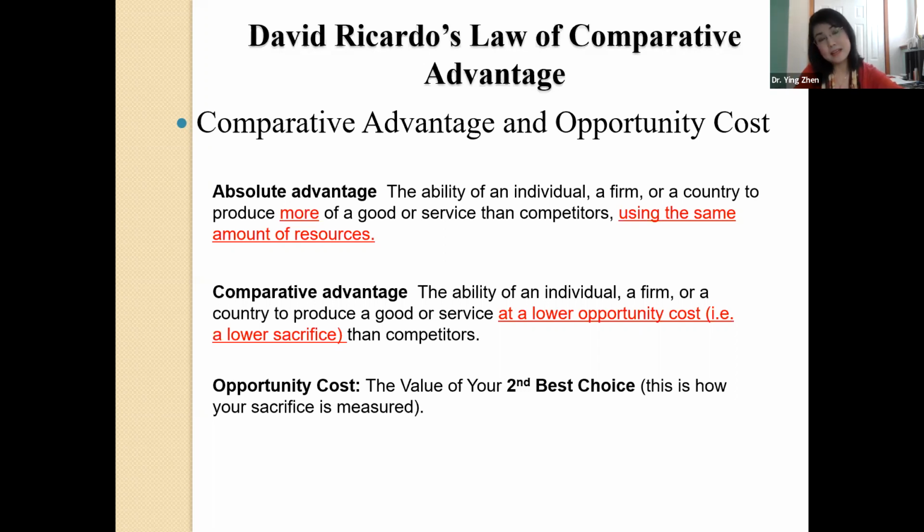So comparative advantage, let's look at its definition. The ability of an individual, a firm, or a country to produce a good or service at a lower opportunity cost than competitors. What does this mean, right? I'm sure everyone may still have a basic understanding. And as I said, this is a very fundamental concept in economics. Unfortunately, this concept is not easy to understand.